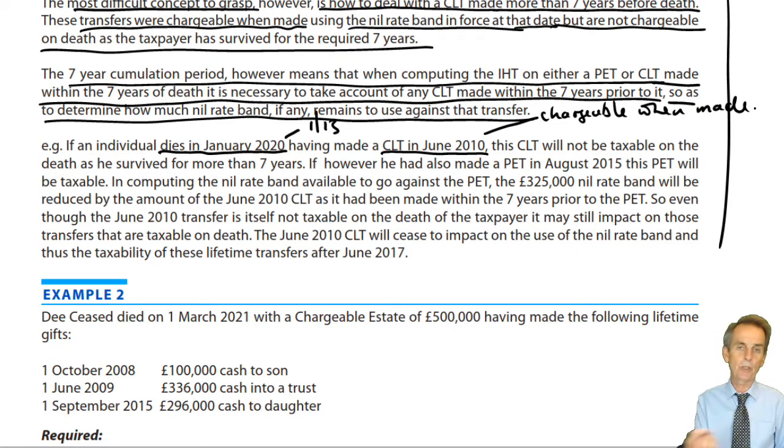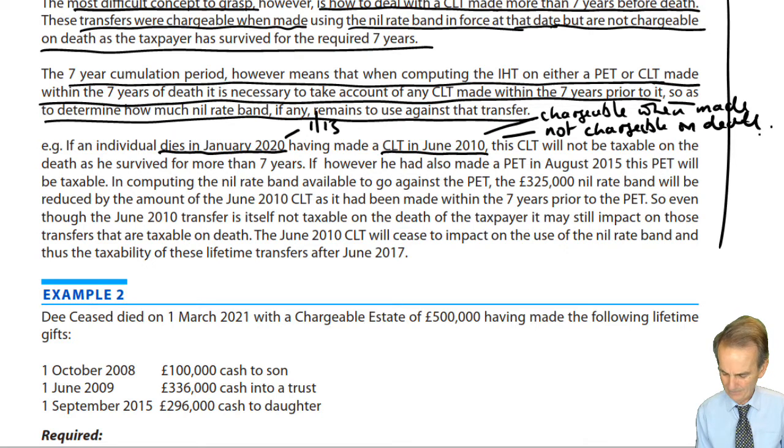Who paid the tax? Was it a net? Was it a gross transfer? So it would have been chargeable when made. But of course, it falls outside of the 7 years before the date of death. So what we know is that it is not chargeable on death. There'll be no additional tax to pay. It is not chargeable on death.